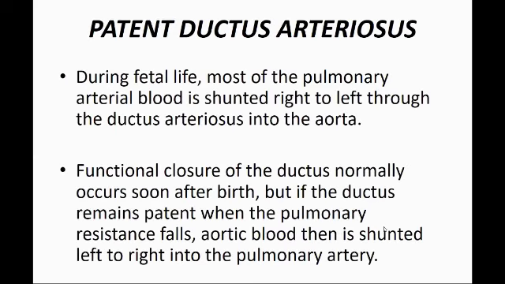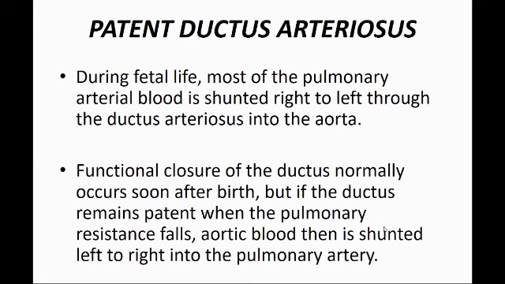Now we will talk about the second most common of the acyanotic congenital heart diseases, that is patent ductus arteriosus. A little bit about its normal physiology. During fetal life, what is the function of the PDA? Most of the pulmonary arterial blood is shunted from right to left through the ductus arteriosus into the aorta, and functional closure of the ductus normally occurs soon afterward. But if the ductus remains patent, when the pulmonary resistance falls, aortic blood then is shunted from left to right into the pulmonary artery, and this creates a problem.